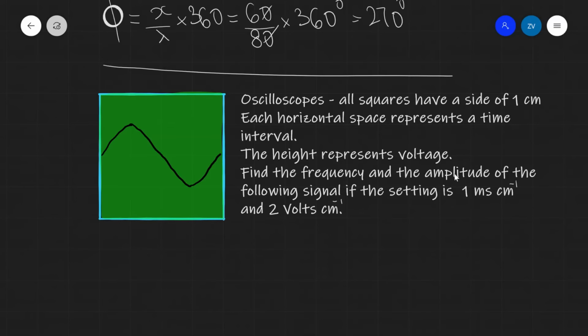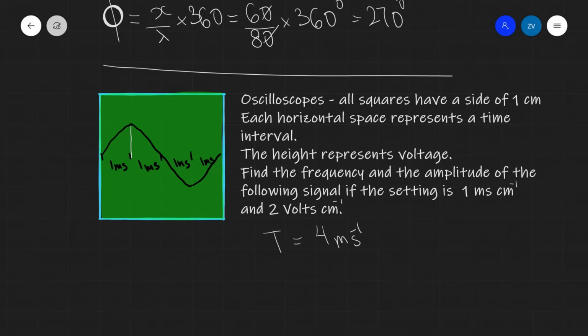Now, what does that mean? If the setting is 1 millisecond per centimeter, this means that each square represents 1 millisecond. So from here to here is 1 millisecond, and from here to there is 1 millisecond, and 1 millisecond as well. The length of this signal is 4 squares, therefore the time period will be equal to 4 milliseconds.